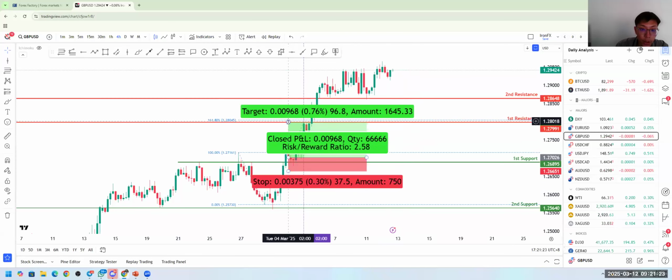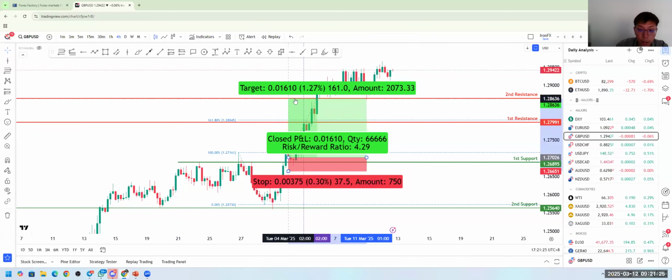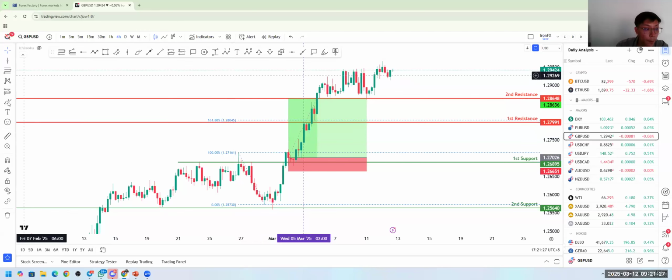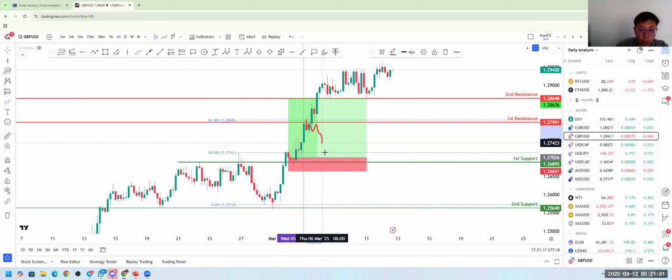Even though price actually came all the way to the second resistance level, there is also a possibility for it to come back down to this first support level, right? So my suggestion is to close 80% of your trade here, right? And let the rest run towards your final take profit target, which is this second resistance level over here.